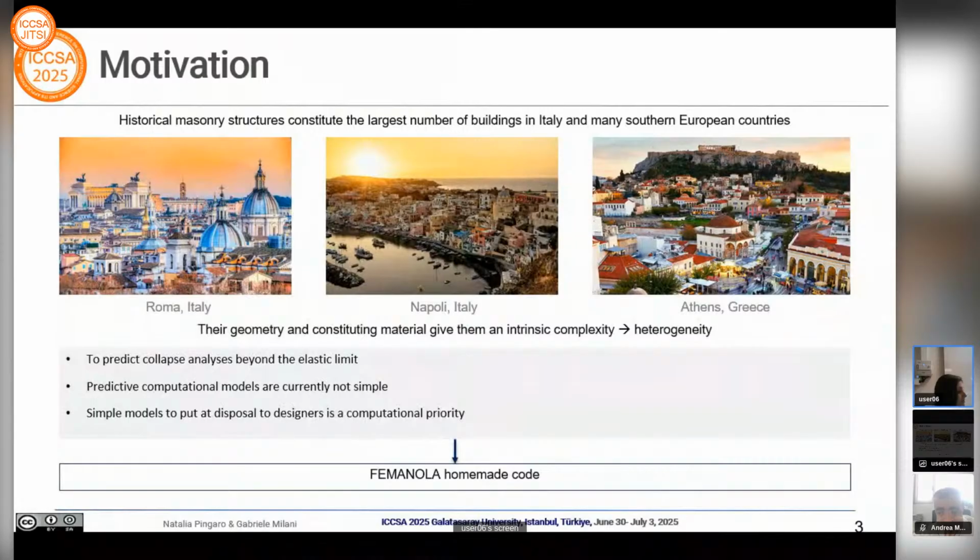For these reasons, analyses beyond the elastic limit are subject to countless studies aimed at a sound consolidation, and nowadays there are no sufficiently simple and predictive computational models able to provide information on the actual and future vulnerabilities. Therefore, the proposal of simple models to put at the disposal of designers is a computational priority. With such a need in mind, let's see now our proposal.